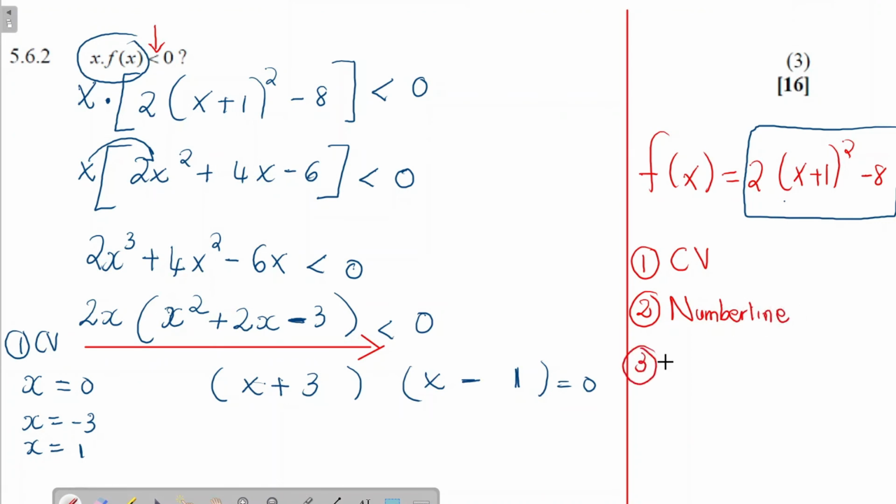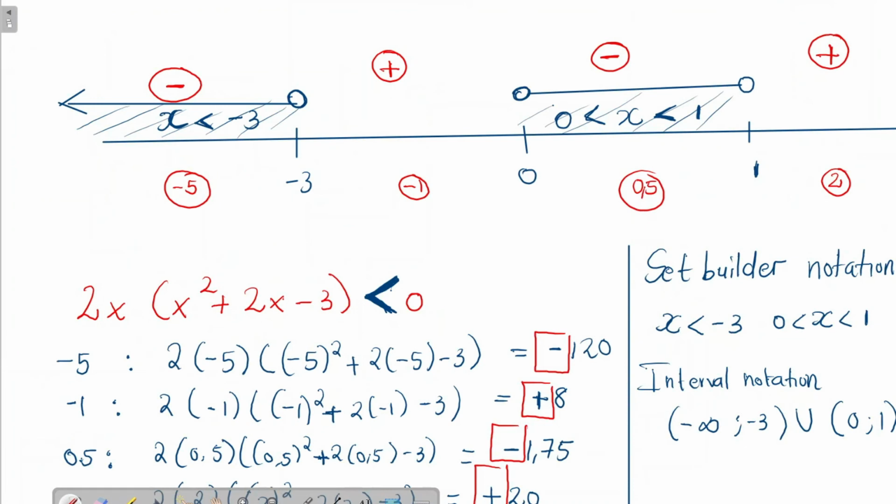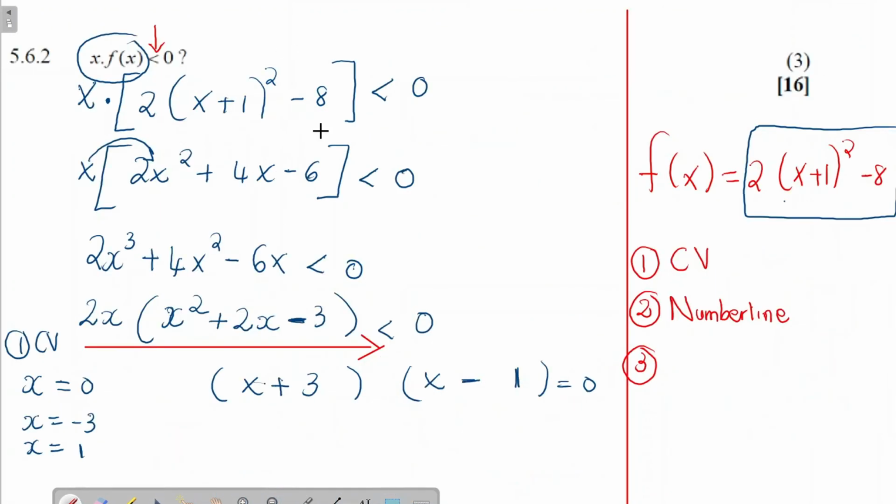And number 3, from the number line, what we did is we took any value between negative 3 and negative infinity, any value between negative 3 and 0, any value between 0 and 1, and any value between 1 and positive infinity, and we substituted those values into this equation. It can even be this equation, guys. It really doesn't matter. It can be that equation, the initial equation. Obviously, it has to be the equation where you've substituted the value of your f of x.